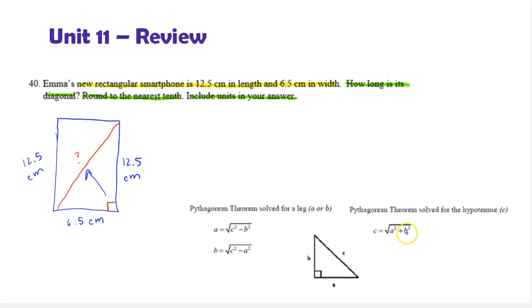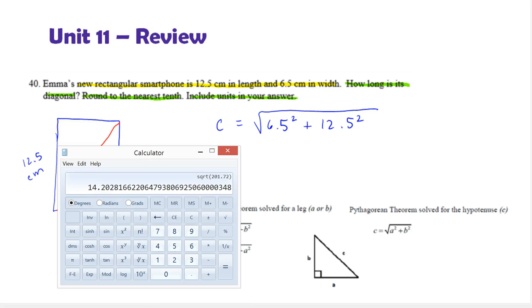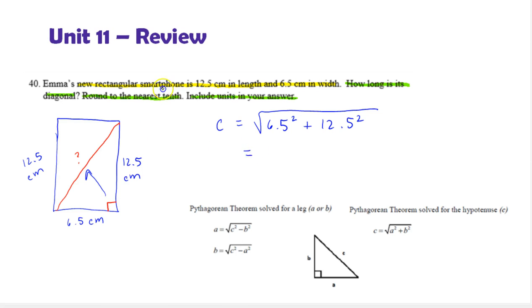So we're going to use this formula to find the length of the diagonal. So C equals the square root of, since we're adding the legs, it doesn't matter what order, 6.5 squared plus 12.5 squared. So first I'll compute the part under the square root, and then I will take the square root, and to the nearest tenth our answer is 14.1, and that is centimeters.